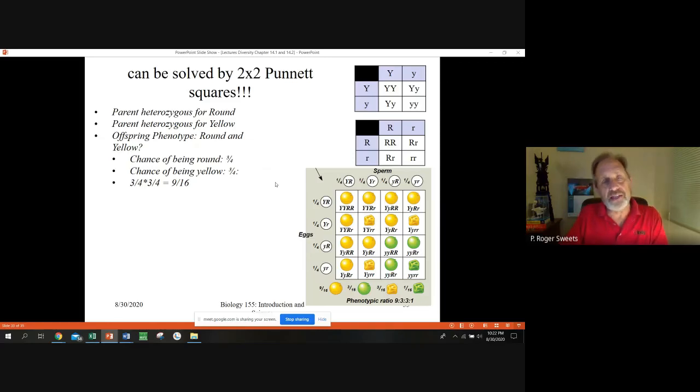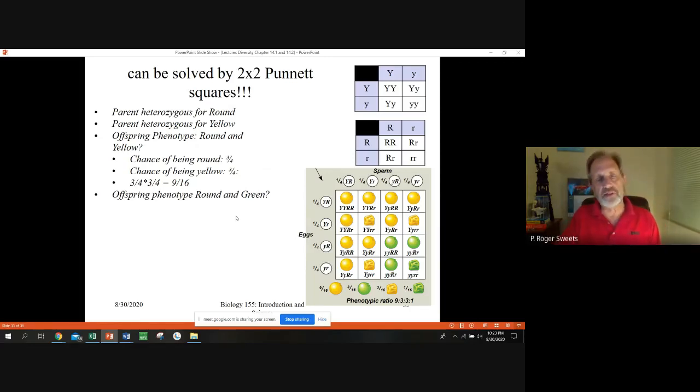So what's the chance of being round and yellow? Well, the chance is 3/4 our chance of being round and 3/4 our chance of being yellow. If we multiply those together, the chance is 9/16. And remember, that's what we just found. In other words, by simply doing the simple cross just for the individual character, whatever it may be, and then doing your multiplying, when you have a complex dihybrid or trihybrid cross, you can figure out what the result is going to be.